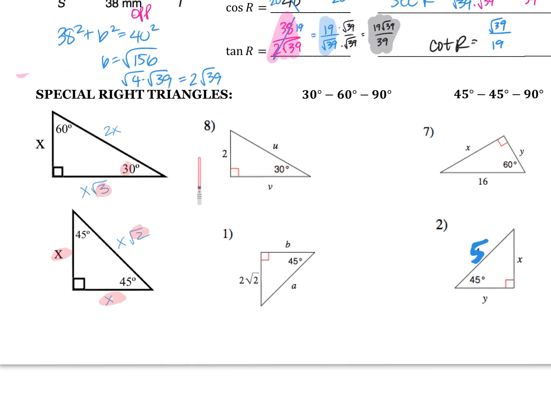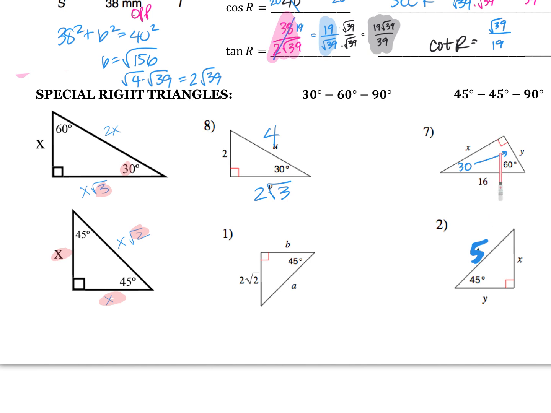If my shortest side across from the 30 is 2, what's v going to be? Yeah? And then my u? You got it, Steffi. Yep. So you always take the shortest side and double it to get that hypotenuse. On number 7, the shortest side is going to be across from the 30, which they've called y in this case, which is fine.